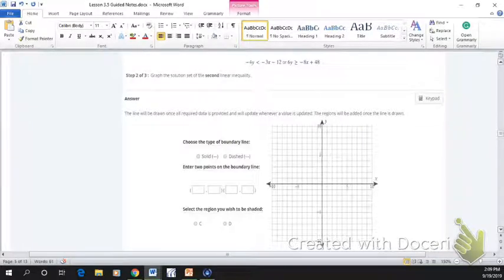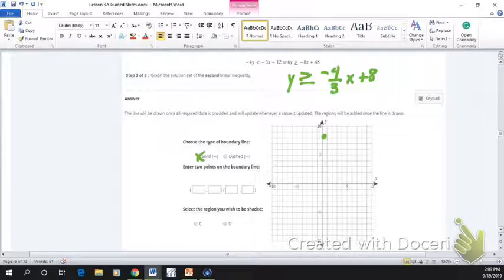Step 2 is to do the second one. So I need to start it the same way. It's easy to get it to slope-intercept form by dividing by a 6. So divide by a 6. I don't need to flip my inequality because my 6 is not negative. So -4 thirds x plus 8. So that means I've got a solid or dashed line? Solid. It's solid.